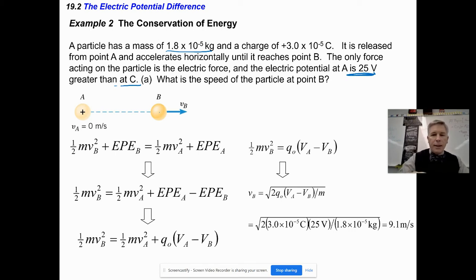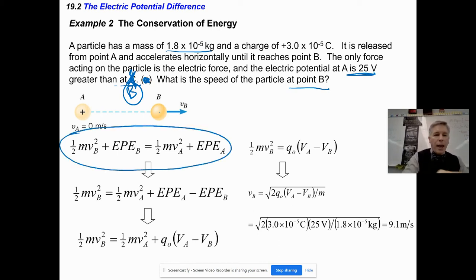I don't know what that means. This should be 25 volts more than at B. So sorry about that, that's a typo on my part. And it says, what is the speed of the particle at point B? Sorry, can't speak. So this one's kind of an interesting one. What we're basically going to end up doing is using energy conservation.